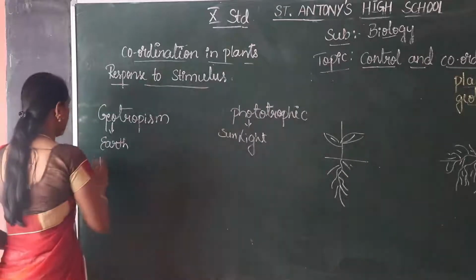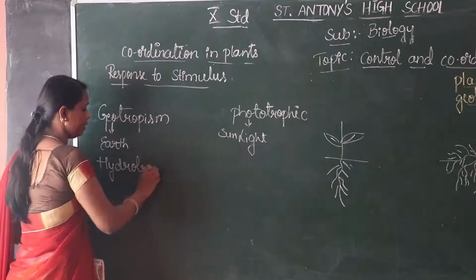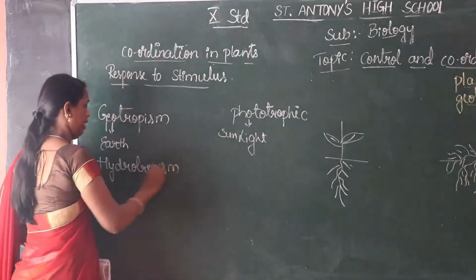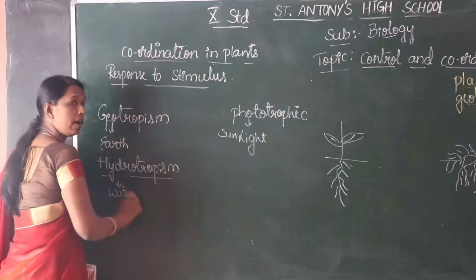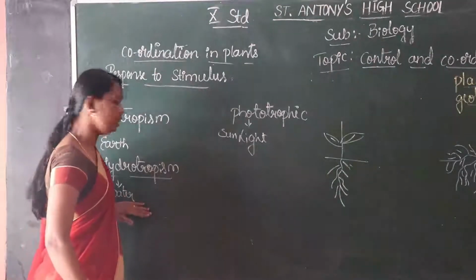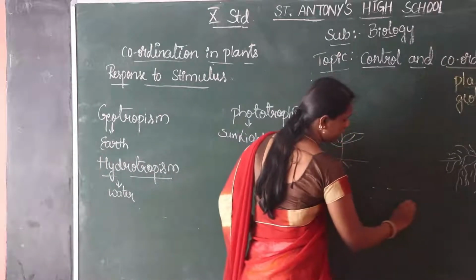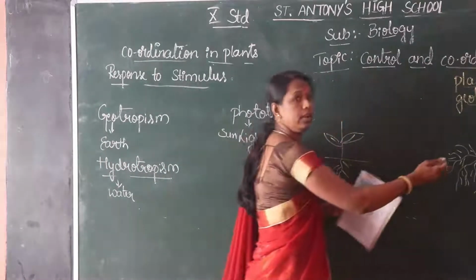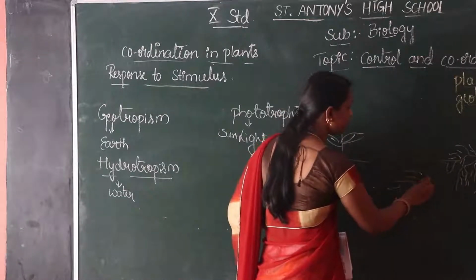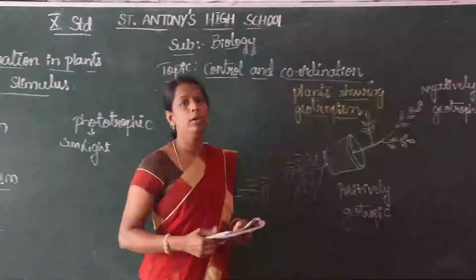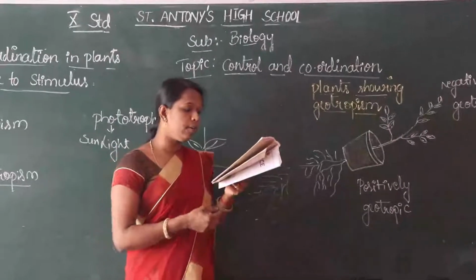Whereas another one is hydrotropism. Hydrotropism means water. The roots grow towards the water. For example, here is a water source, and the roots grow towards this water source. This process is called hydrotropism. And another kind is called chemotropism.